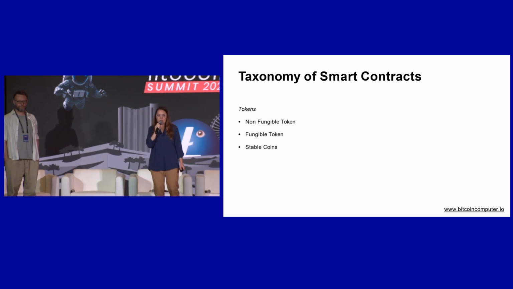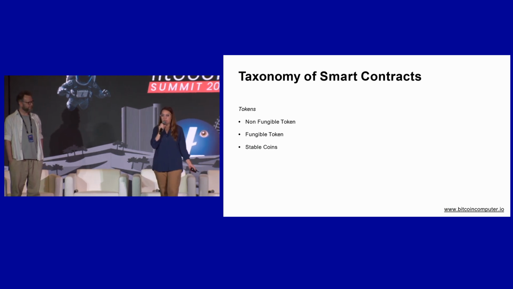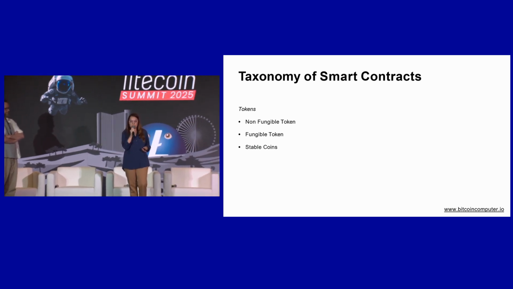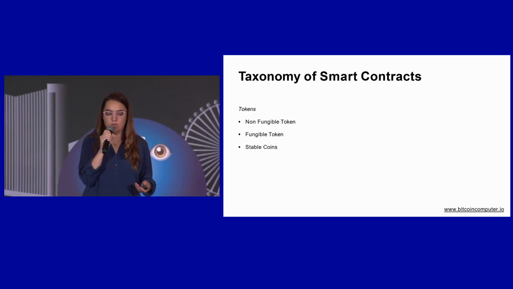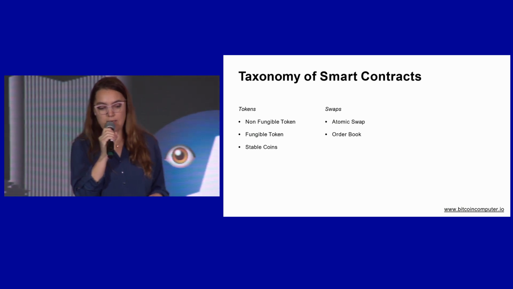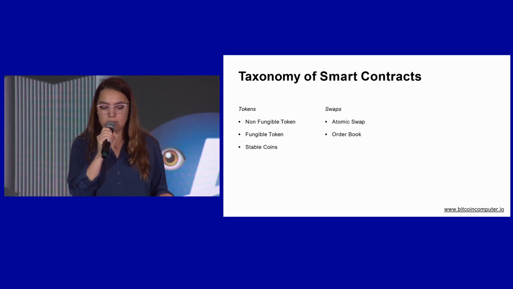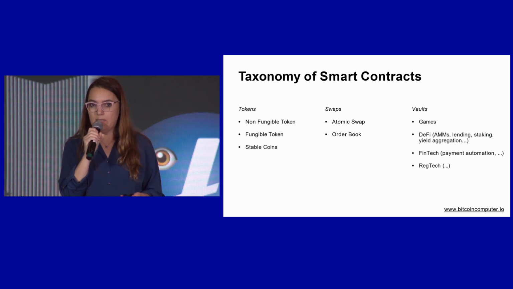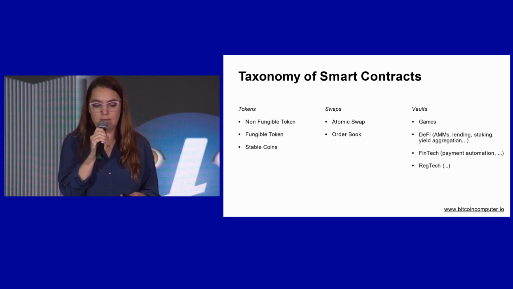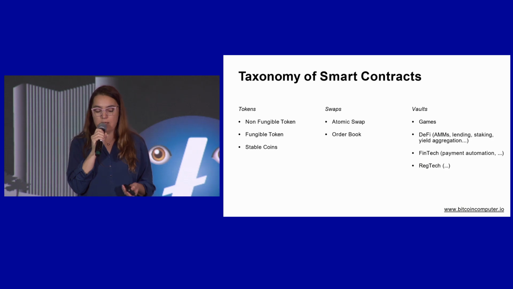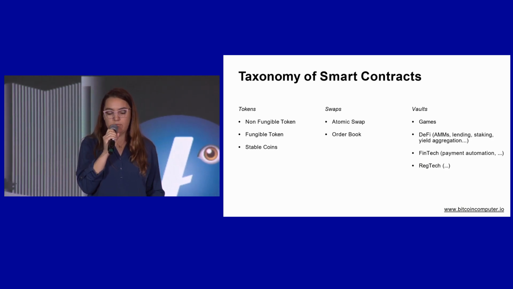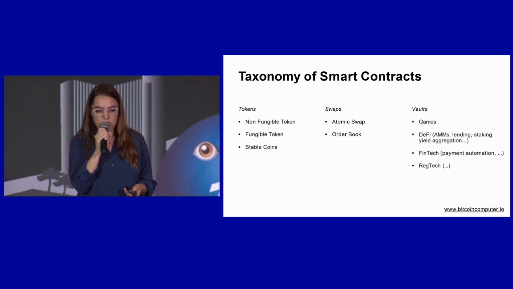I want to give a classification of what a smart contract is, and we classify smart contracts in 3 different groups. We know that we can build tokens like NFTs, fungible tokens, and stable coins. The other group of contracts are swaps, like atomic swaps or the classical order books. And then we claim that anything that is not a token or a swap is a vault. For example, we can have games or DeFi, like automated market makers, lending protocols, or, generally speaking, financial technology like payment automation or regulatory technology.